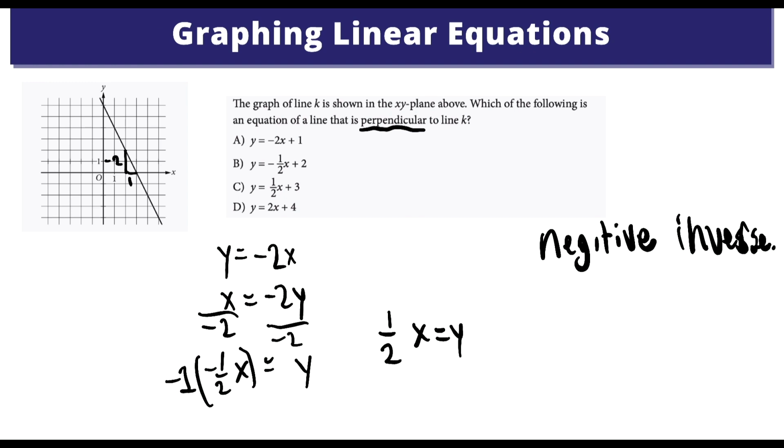And so that will look like this. Something along these lines, right? And let's see, which one of these has a slope of 1/2? Oh, right here. C. Alright, let's go to the next one.